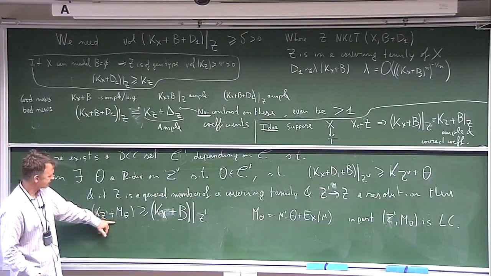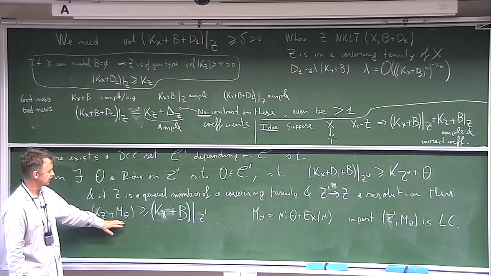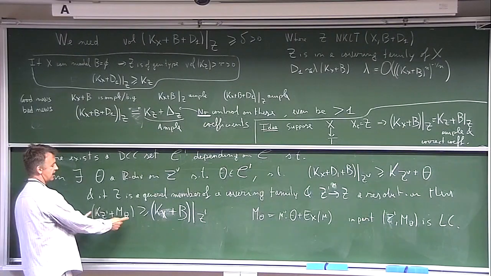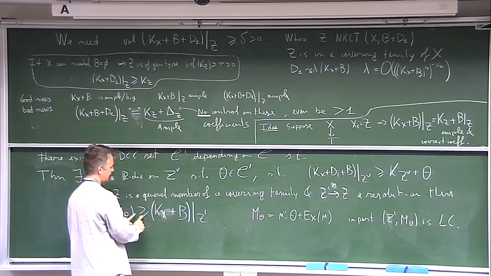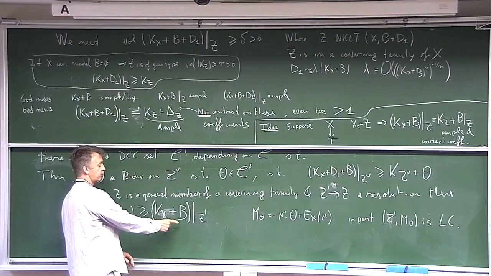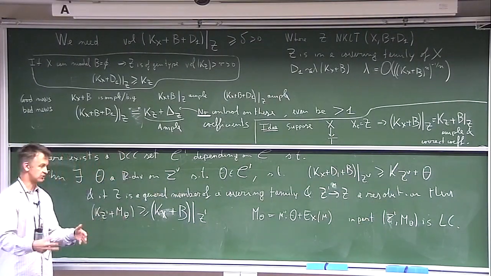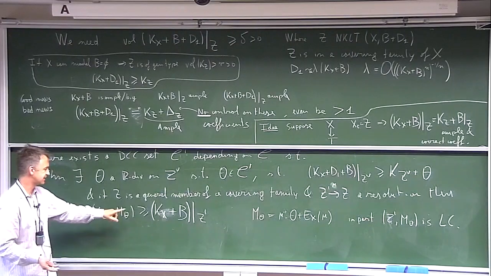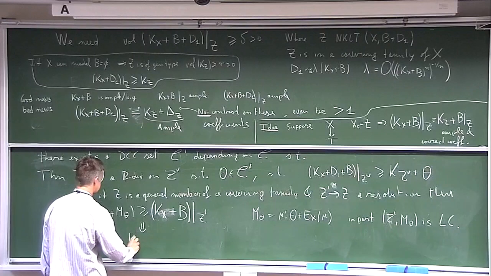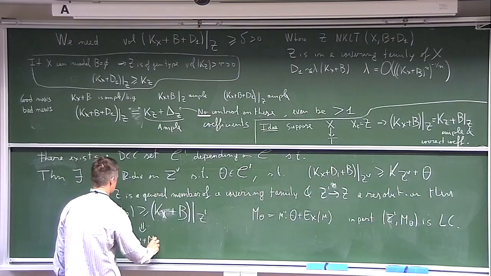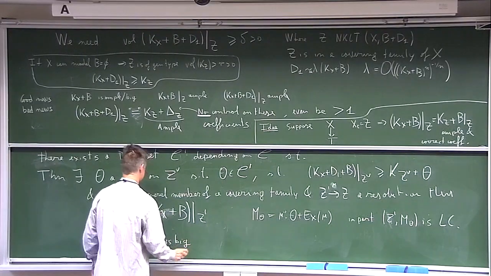Okay, why is this important? It is important because it tells me that here I have a log canonical pair which compares well to the pullback of an ample divisor on the normalization. So in particular, the important thing about this inequality is that it says that KZ prime plus M theta is big.